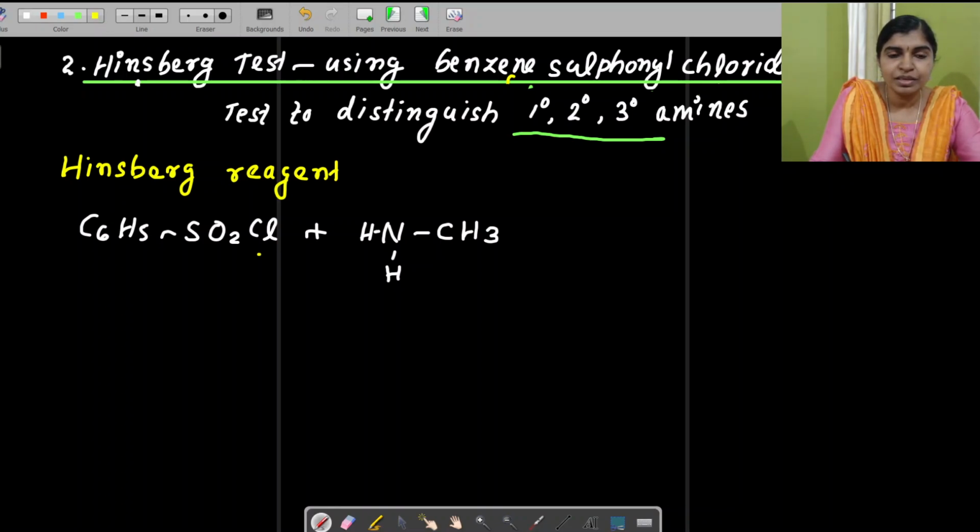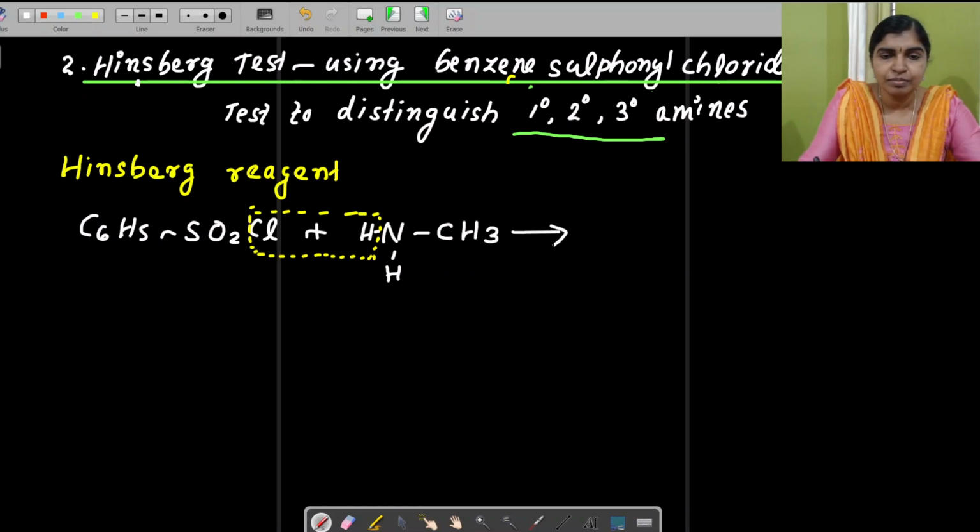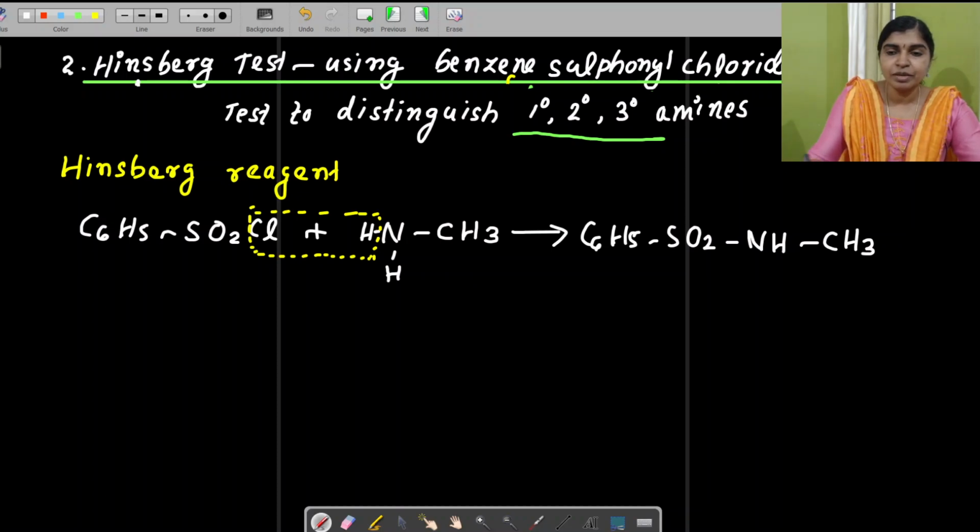So during the reaction, this H and Cl join together as HCl. So what is the remaining product? We can join the remaining parts and write it: C6H5SO2 is there. Then with that the NH group is there. No change for this part and CH3. So how will you name this? At nitrogen, the 1-methyl group of the benzene sulfonyl chloride.